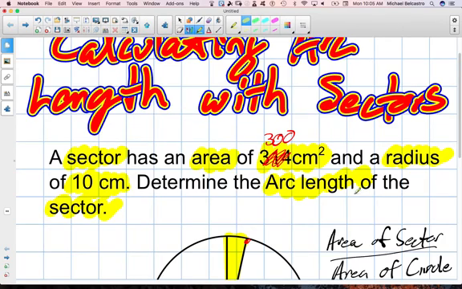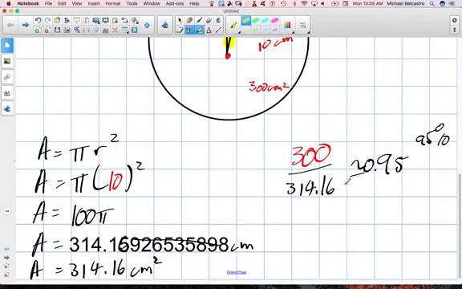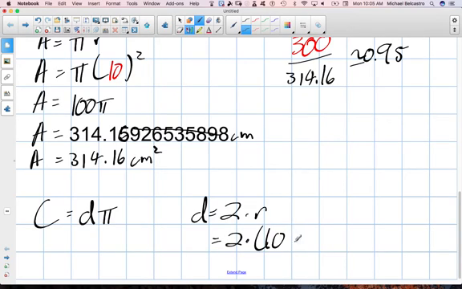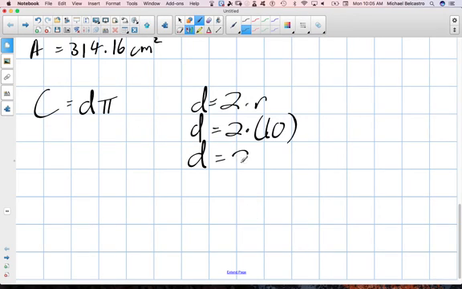Determine the arc length. Well, in order to get arc length, we also need the formula of circumference. So how do we calculate circumference? Circumference is equal to the diameter times pi. Again, we don't have diameter, but we do have radius. The diameter is equal to 2 times the radius. In our case, the radius was 10, so 2 multiplied by 10 is equal to the diameter, which is 20 centimeters. Perfect. So circumference is equal to 20 pi.